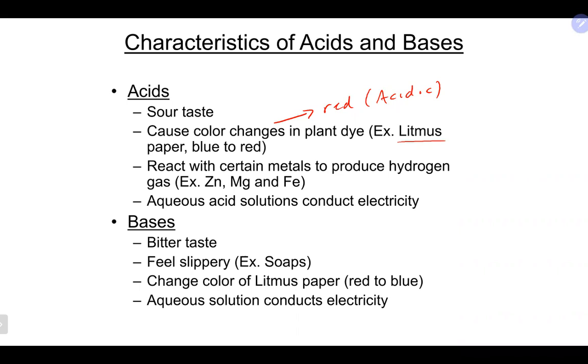Acids can also react with metals to produce hydrogen in a single replacement reaction, like magnesium plus some HCl, where magnesium comes in and kicks out the hydrogen. The result is hydrogen gas and magnesium chloride. If you've done this experiment, you would see bubbles forming, and that is the hydrogen gas that has been generated. Aqueous acid solutions do conduct electricity, so acids can be strong acids or weak acids, which means they can be strong electrolytes or weak electrolytes, which we talked about in the other chapter.